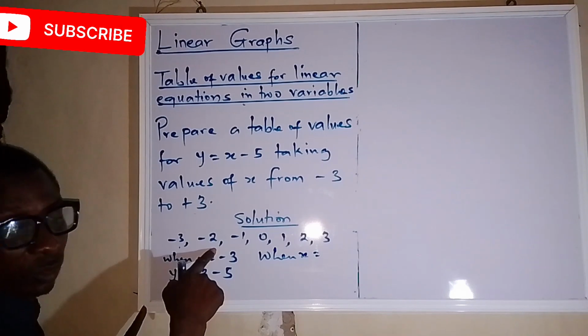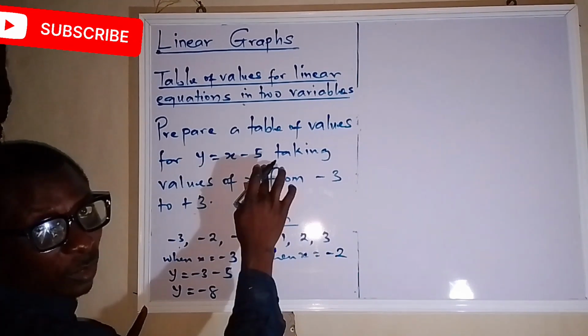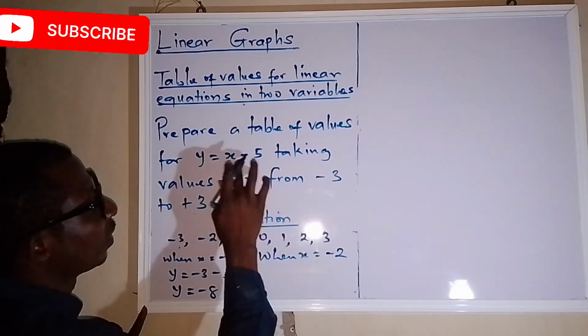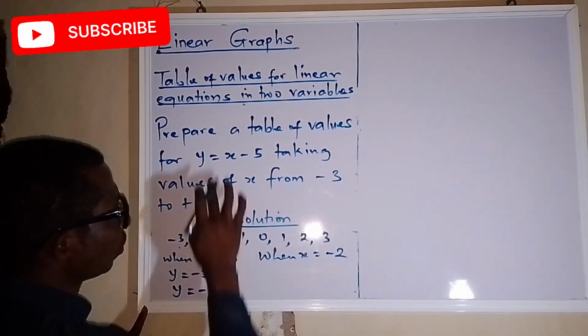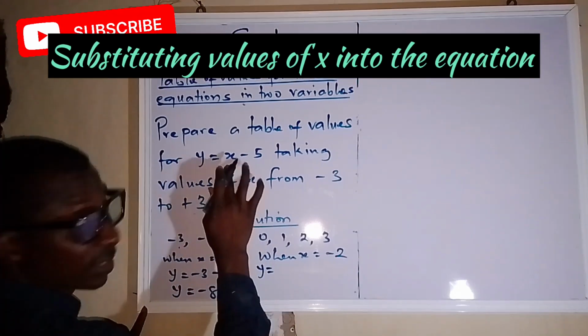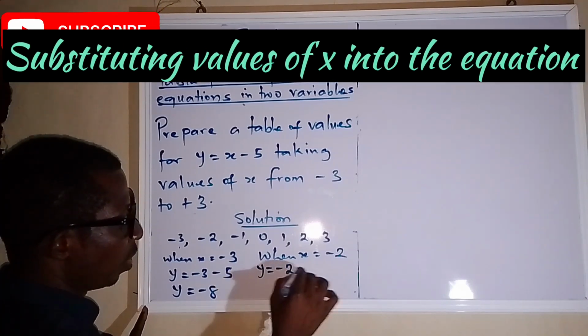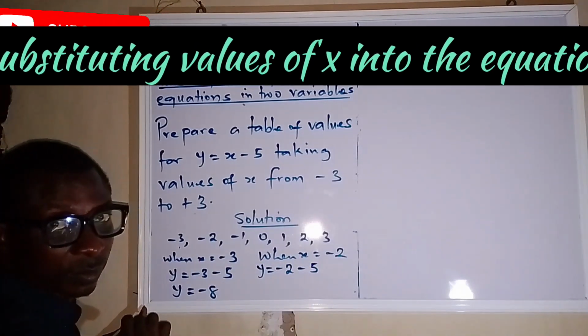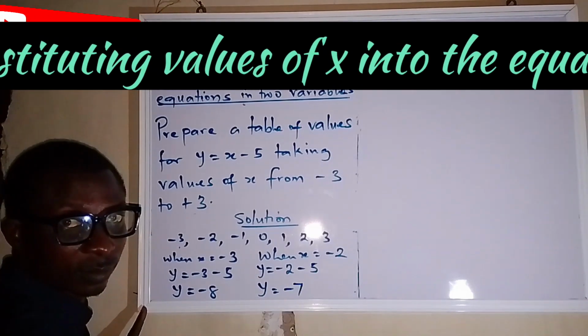Okay, so we'll be taking it one after the other. The next one is minus 2. When x is minus 2, I'm writing this equation. What is changing here? Only x, changing to minus 2. Now let's write the equation. So we have y equals, I want to write x now, so what will I put there? Minus 2. So minus 2 minus 5. Okay, so y is minus 7.